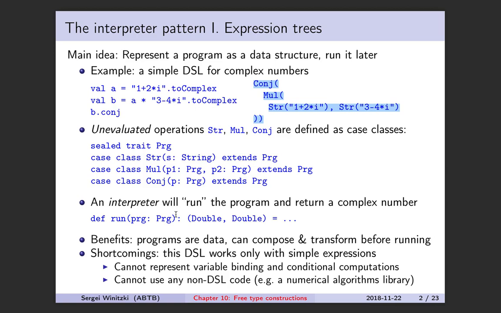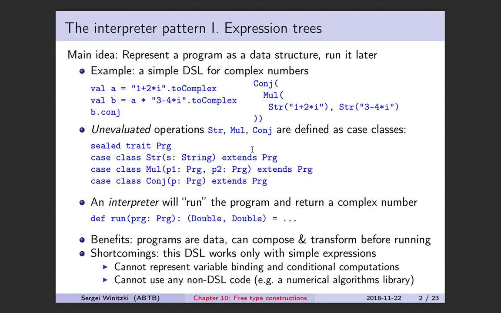The interpreter will be a function of type signature, maybe like this. It will take an argument of type program, and it will return a pair of double numbers, which would represent the complex number that is the result of computing this program. So, why would you use the interpreter pattern? Because it has certain benefits in certain cases.